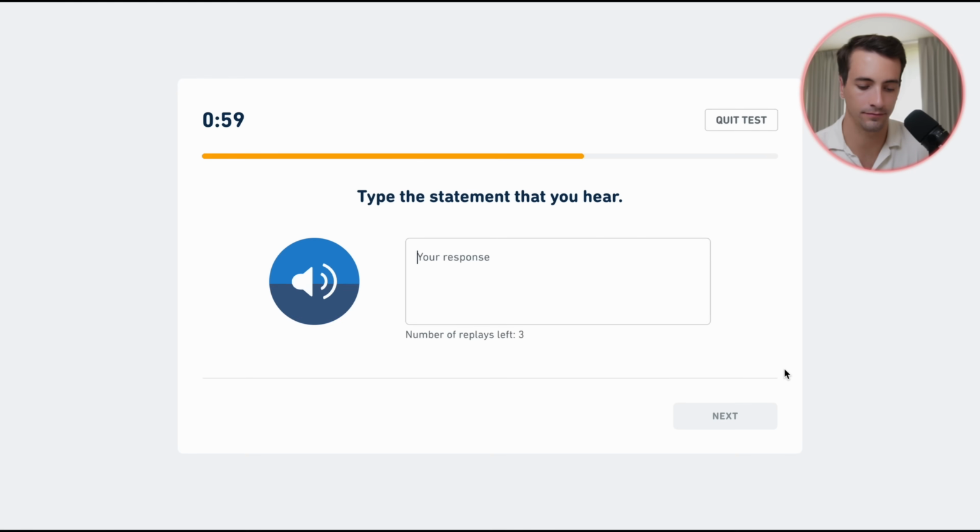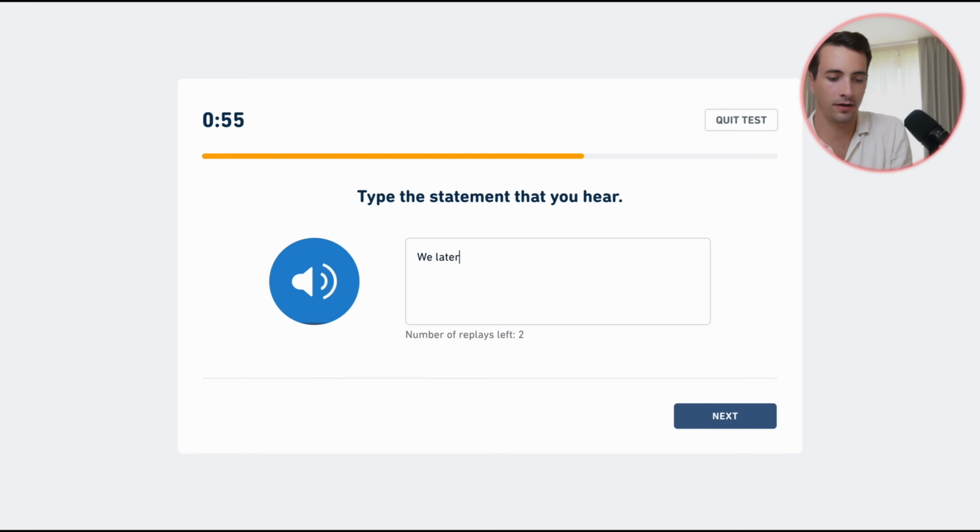We later realized that the window had been open the whole time. We later realized that the window had been open the whole time.